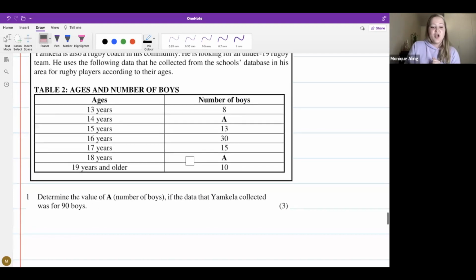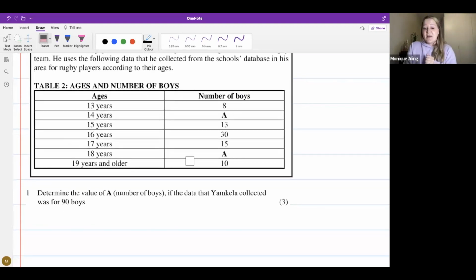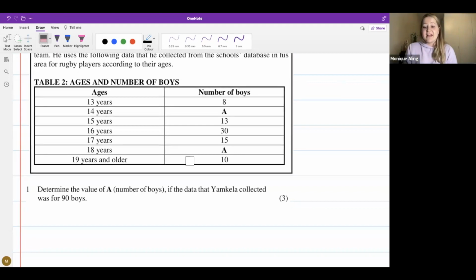Question 1 says, determine the value of A, which is the number of boys, if the data that Yamkela collected was for 90 boys. So they're asking us to work out what is A, and we can see A twice here. The only clue they've given us is that the total equals 90. So if I had to add up all those numbers, I should get 90 at the bottom here. Does anyone have a clue of what we would have to do here? How could I work out A?